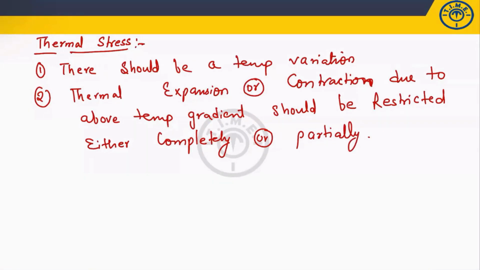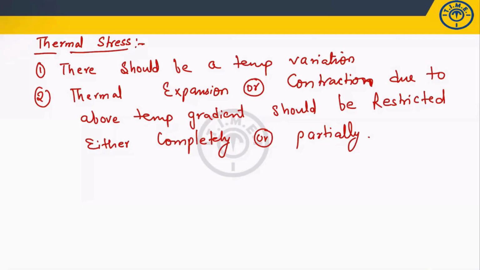First of all, there is a temperature variation, meaning you are either increasing or decreasing the temperature. And there should be some restriction from the supports or some other means. That means it is either completely restricted or you allow some amount of elongation. So there are two cases possible.